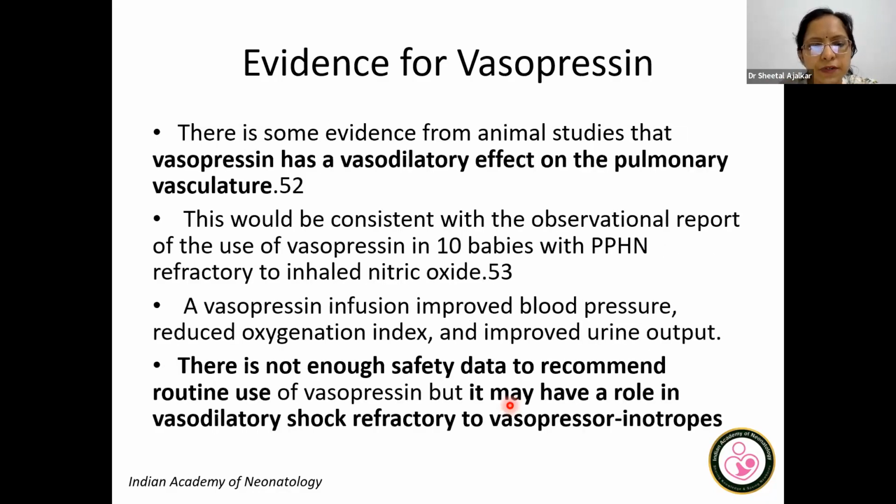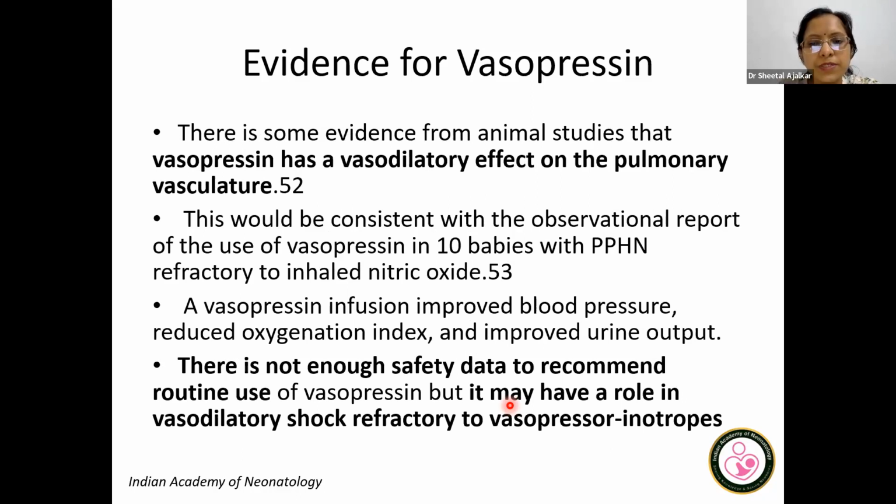Continuing the evidence for vasopressin, it has a vasodilatory effect on the pulmonary vasculature. There is evidence from animal studies, and this would be consistent with the observational report on the use of vasopressin in 10 babies with PPHN who were refractory to inhaled nitric oxide. So when we are dealing with PPHN which is refractory to iNO, this is something which can come to our help.